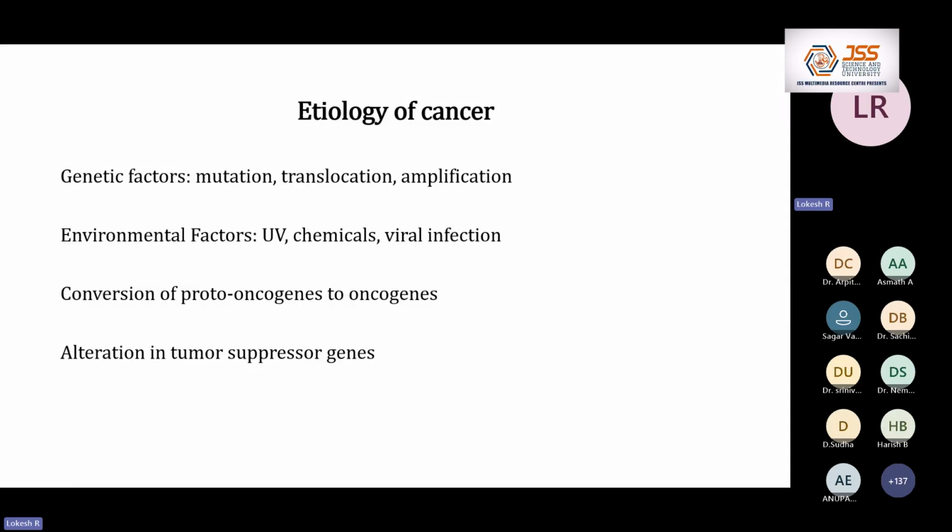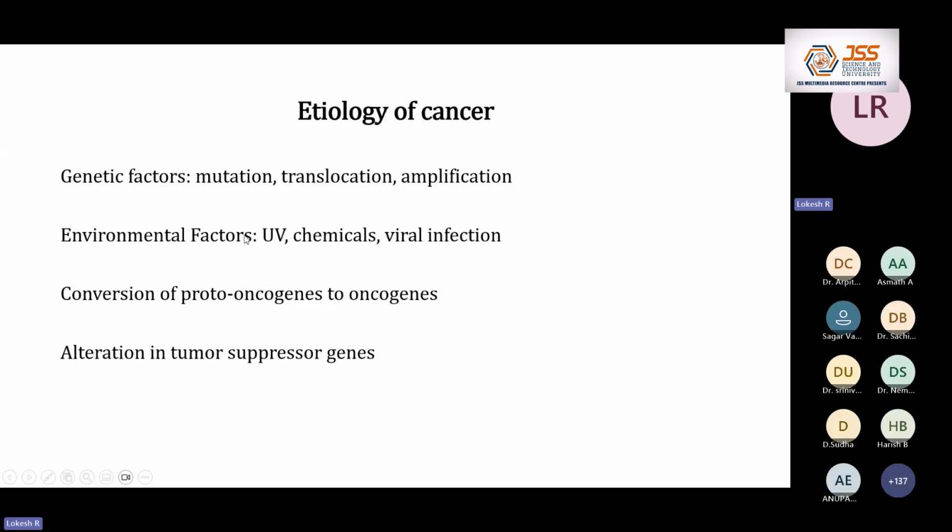So what is the reason for cancer? Cancer may be formed due to genetic factors, that is, due to mutation, translocation, and amplification. Environmental factors also affect the development of cancerous cells, like UV, chemicals, and viral infection. So those who usually work in the chemical industry have chances of getting cancer. And when proto-oncogenes get converted to oncogenes, then definitely there will be cancer.